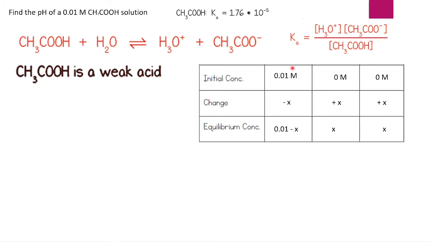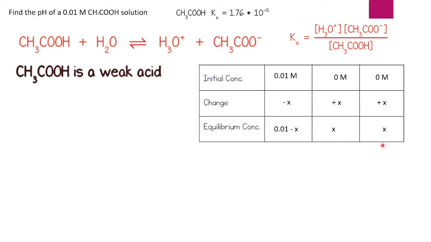So what we do know is that we started with 0.01 moles of our acid. It's changed by minus X. We don't know by what, we just know it's minus X. And that means the equilibrium concentration is going to be 0.01 minus X. So we know that. The other side is where it gets a bit more tricky.